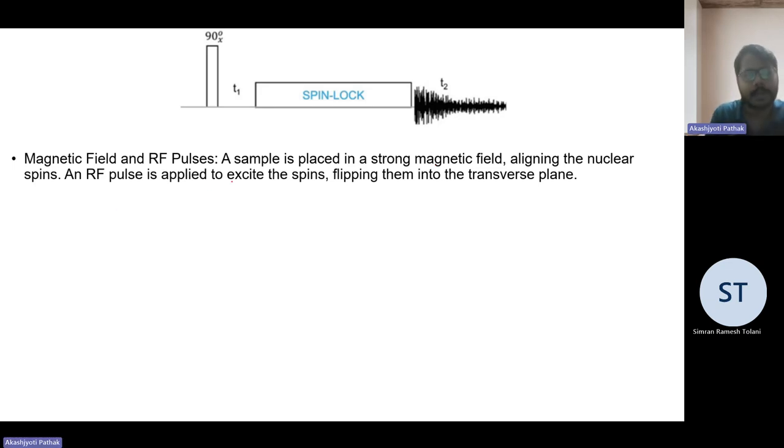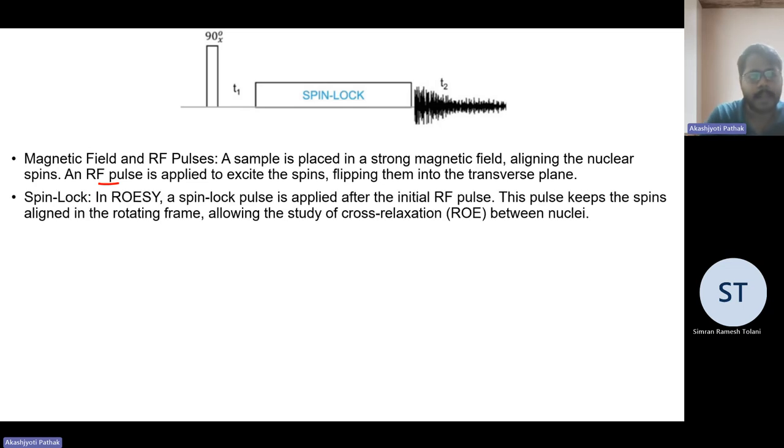Now, an RF pulse is applied to excite the spins. Because of the application of this RF pulse, the spins are flipped into the transverse plane. Then the spin lock: in ROESY, a spin lock pulse is applied after the initial radio frequency pulse. This pulse keeps the spins aligned in the rotating frame, allowing the study of cross relaxation between nuclei.